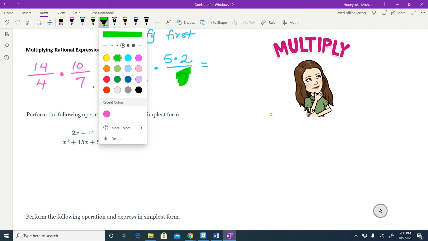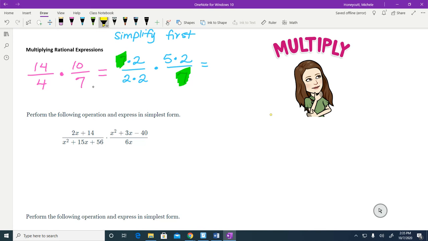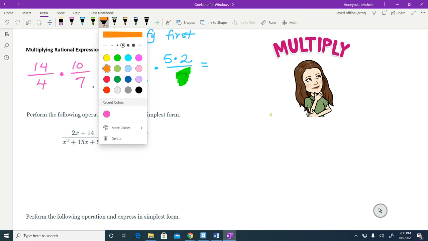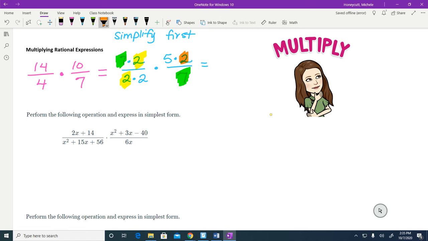So then let me just get a different color to differentiate these things. This 2, I can divide out with a 2 in the denominator, but only one of them. And then I have another 2 in the numerator that I can divide out with the other 2 in the denominator. So pretty much everything cancels out, and all I'm left with is a 5 in the numerator. Nothing is left in the denominator. It's all been divided out, so I can put a 1 there, and 5 divided by 1 is just 5. And see, I could do all of that without even touching my calculator. That's the approach that we're going to want to use.